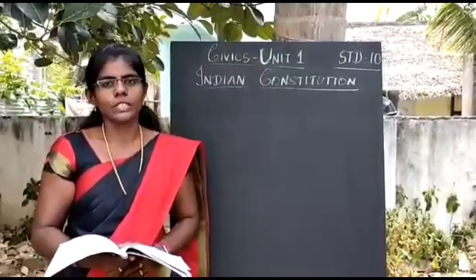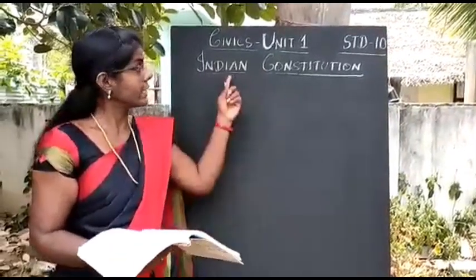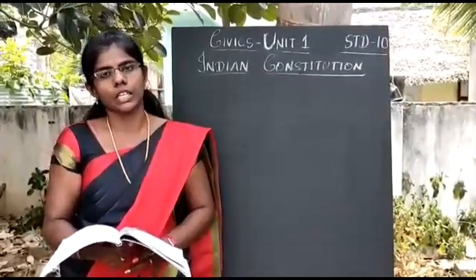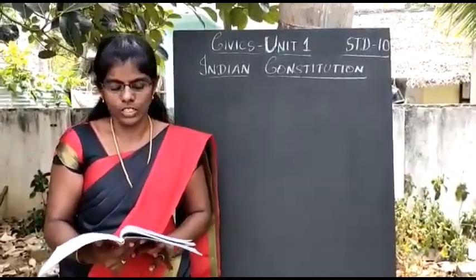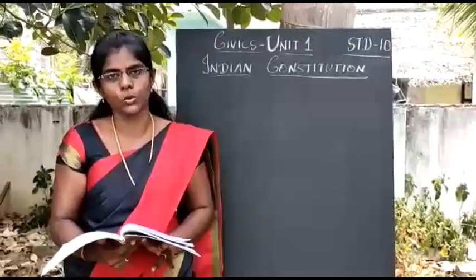Children, today we will see 10th standard civics unit 1, Indian Constitution. As a learning objective, they have given 6 learning objectives. First one, to know about the making of the Indian Constitution. Second one, to know the salient features of the Indian Constitution.